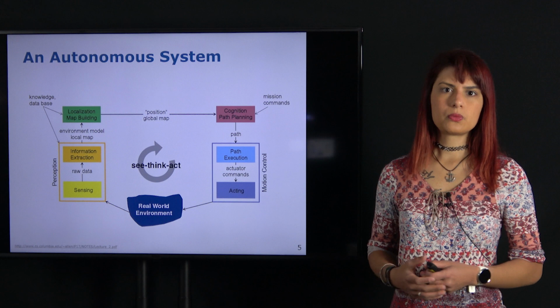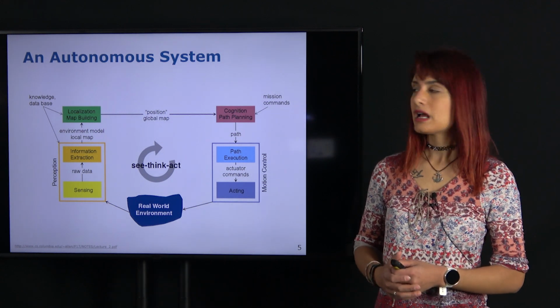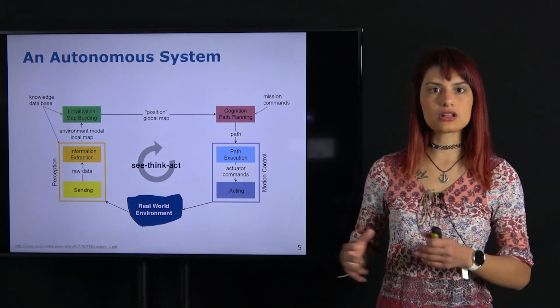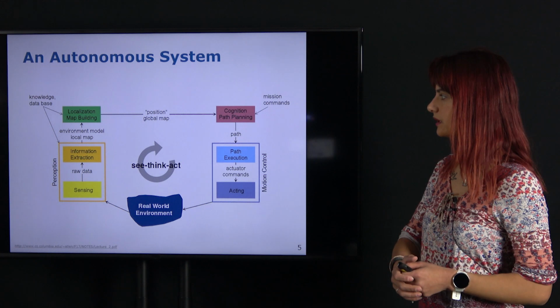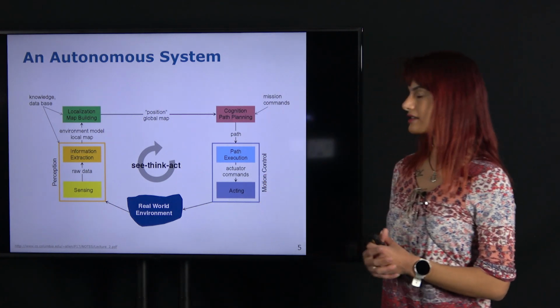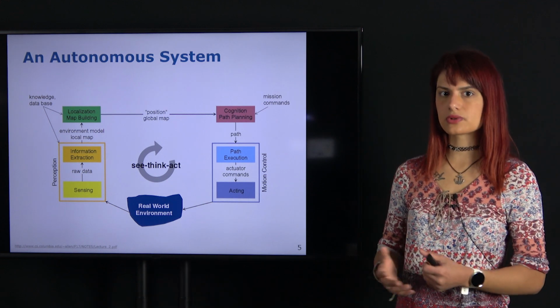Now, before we move on into more details on the planning problem in particular, let's have a recap of what an autonomous system is and what its internal architecture looks like. This is also called the see, think, act cycle, and it tells us all about how the robot is interacting with its real-world environment.